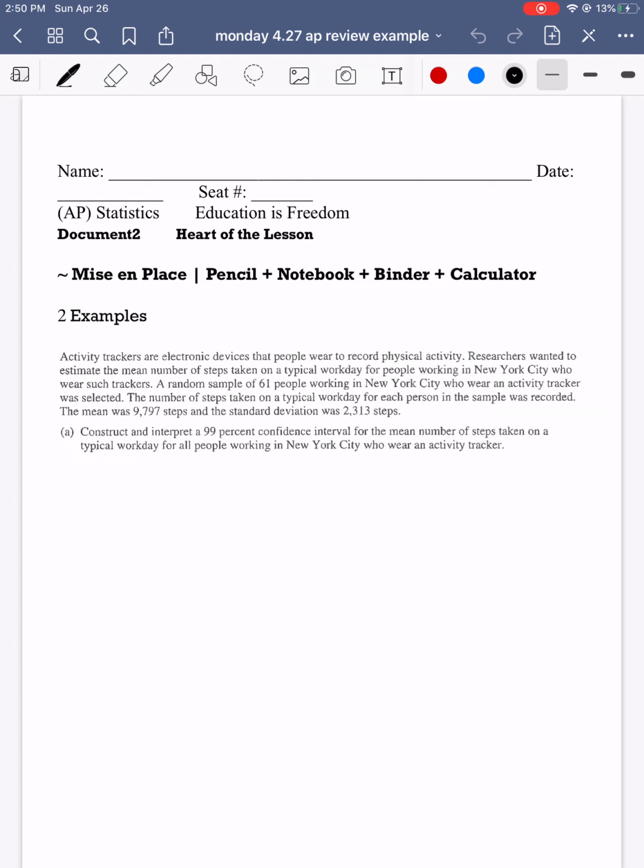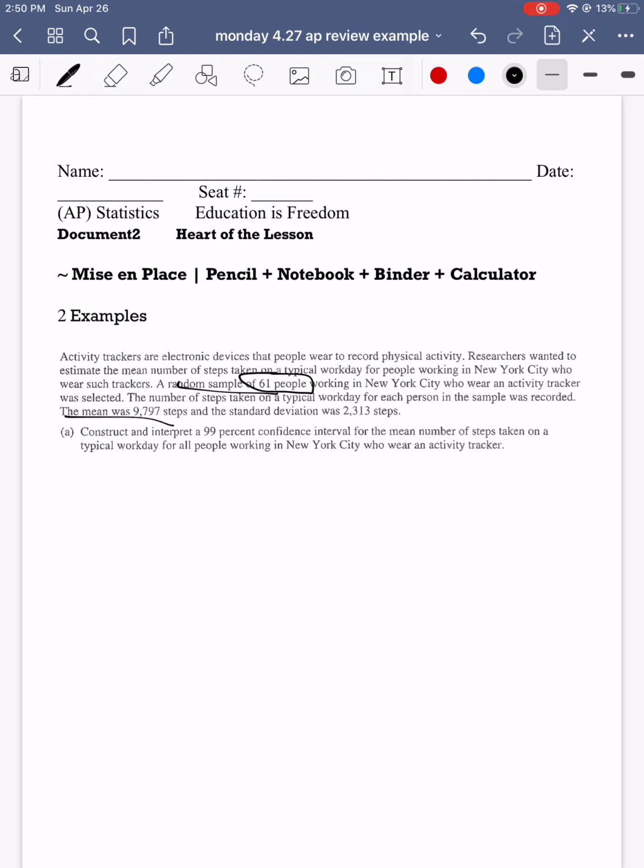Activity trackers are electronic devices that people wear to record physical activity. Researchers wanted to estimate the mean number of steps taken on a typical workday for people working in New York City who wear such trackers. A random sample of 60 people working in New York City who wear an activity tracker was selected. So let's highlight this here. The number of steps taken on a typical workday for each person in the sample was recorded.